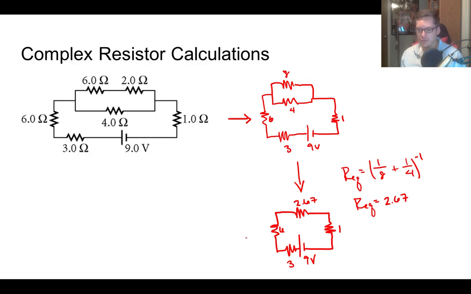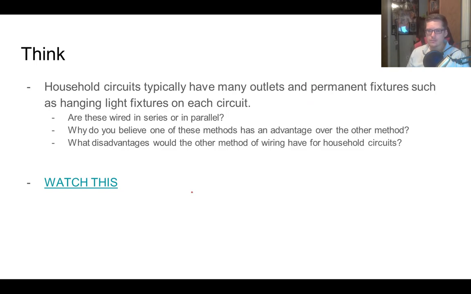All right, now we can take this guy and redraw it. And now that they're all in series, we'll have one big honking resistor. We can combine all those because now they're in series. So this would be equal to all these guys added up. So 6 plus 3 plus 1 plus 2.67, or 2.7. So we get a 12.7. So that's the REQ of our circuit. Okay, 12.7. Not too bad.